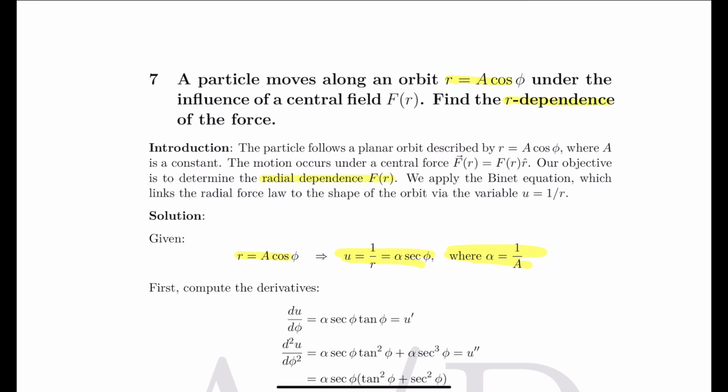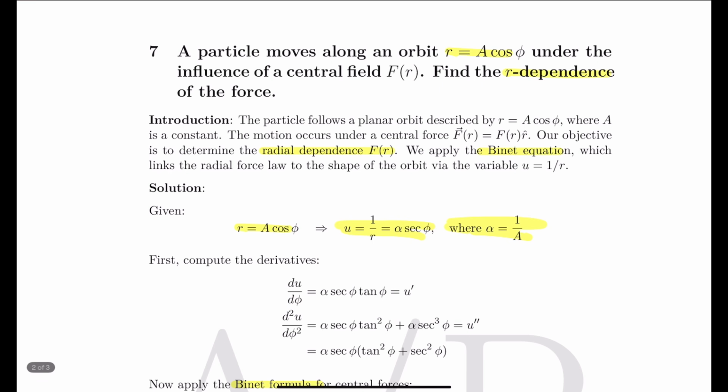This is a very simple and beautiful question where we directly apply Binet's equation for the orbit, which helps us find the r dependence. We know that r is equal to a cos psi. So we define a constant, the inverse of r, and it is equal to u. So u is equal to 1 by r, which is equal to alpha sec psi, and alpha is itself the inverse of a given in the question.